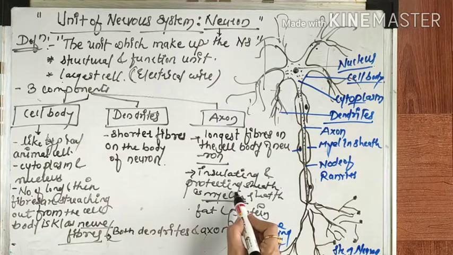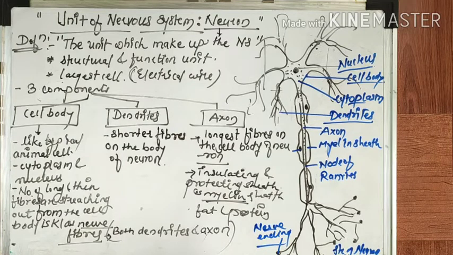This myelin sheath, this myelin, is made up of fats and protein. Now this is the structure of the protein. Now we will see how the neuron works, or the working of a neuron. So let's see the working of neuron.